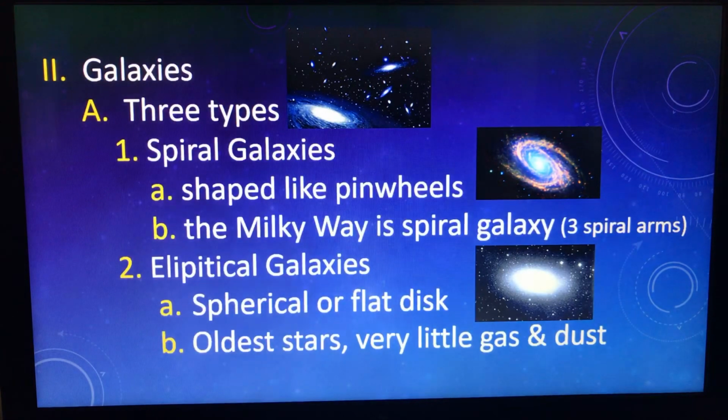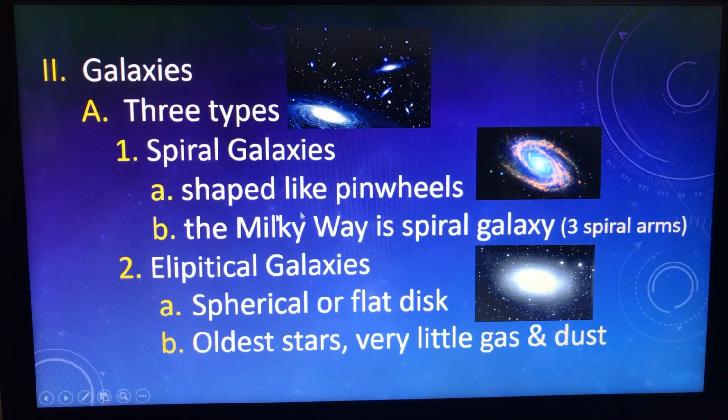Okay, let's talk about the galaxies. We know that there's 3 basic types that astronomers give to the shapes. The first type we're familiar with, that's a spiral galaxy. It's the shape that looks like pinwheels. Our Milky Way is a spiral galaxy. It has 3 spiral arms. We're actually on the outside of one of the arms.